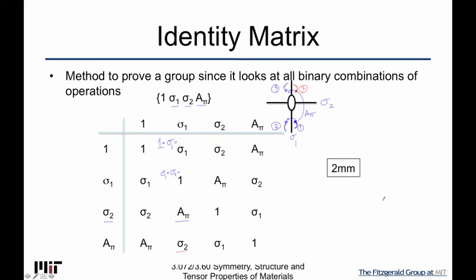So those are our three definitions. Remember the identity element, the inverse, and the combination of two elements produces a third, which in this case, we're talking about operations. So that's kind of how you can use a matrix to prove that we have these elements of a group.